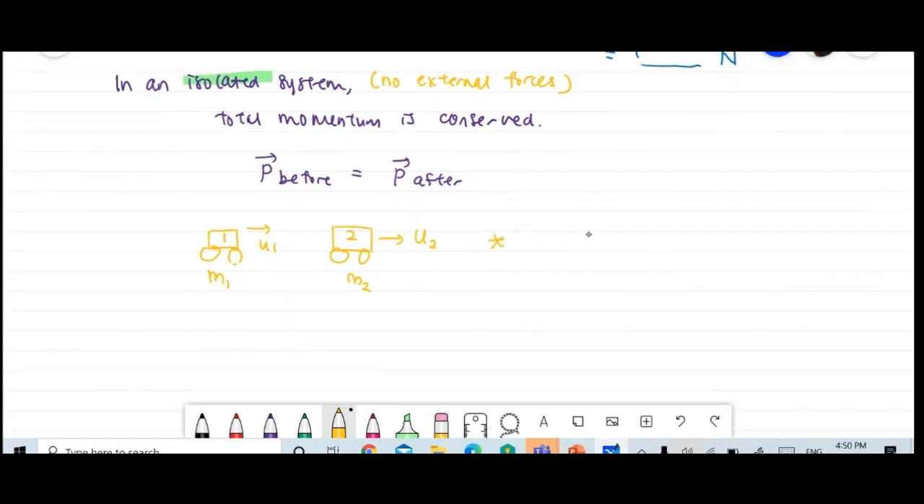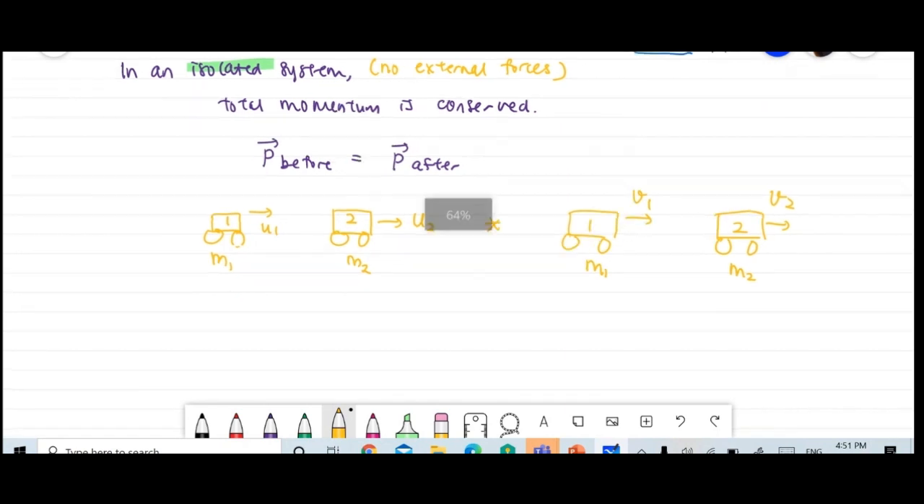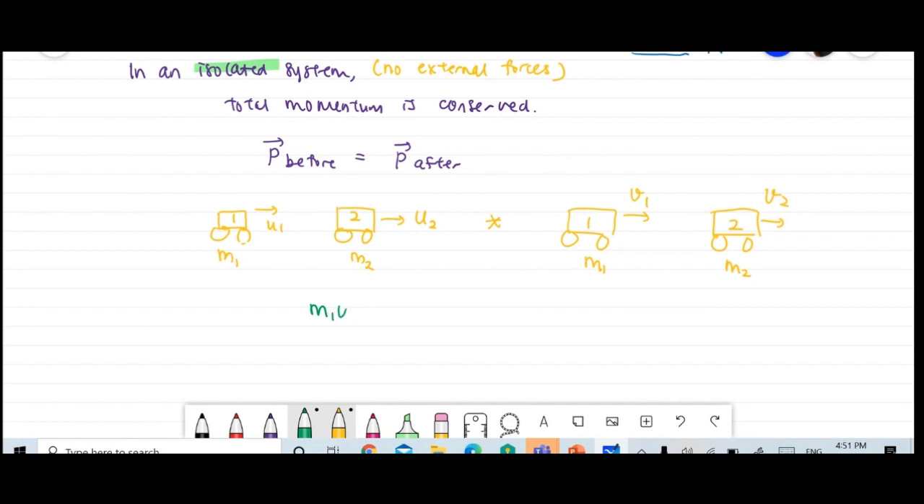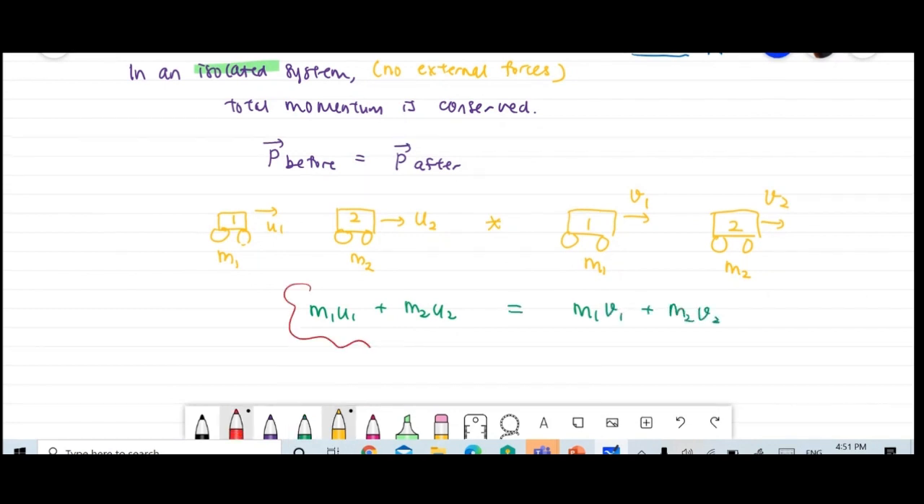So after the collision, it could be either they stick together and move with one common velocity, or they're moving with two different velocities. Let's say now they are moving with two different velocities, v1 and v2. m is still the same. v will be the final velocity after the collision. Momentum is conserved. Before the collision, total momentum will be m1 u1 plus m2 u2. After collision, total momentum will be m1 v1 plus m2 v2. Conserved means it's equal. This is what we call the principle of conservation of momentum.